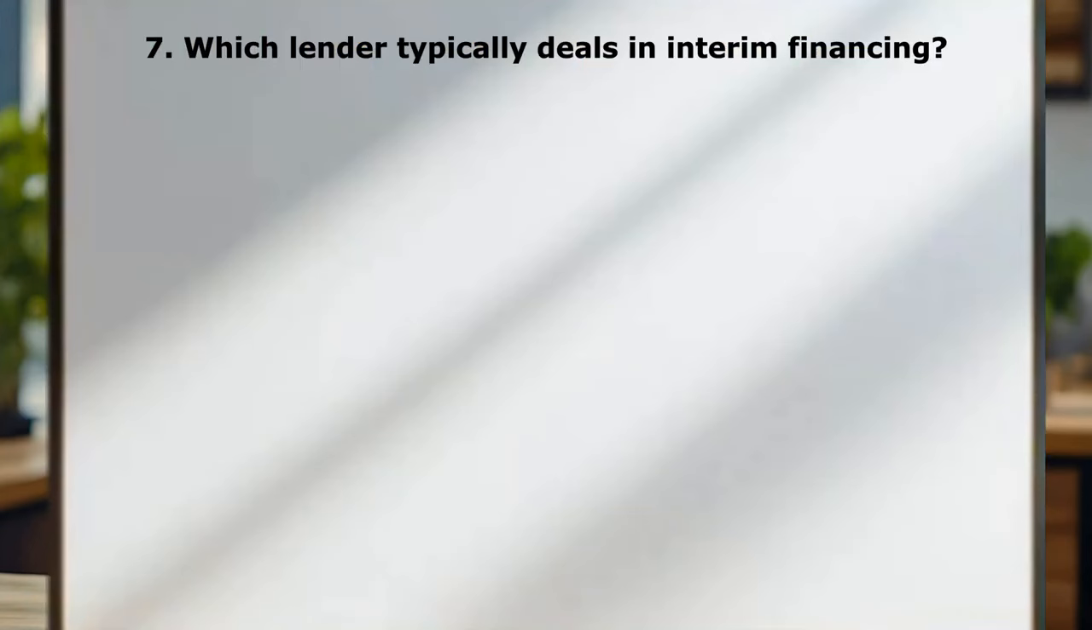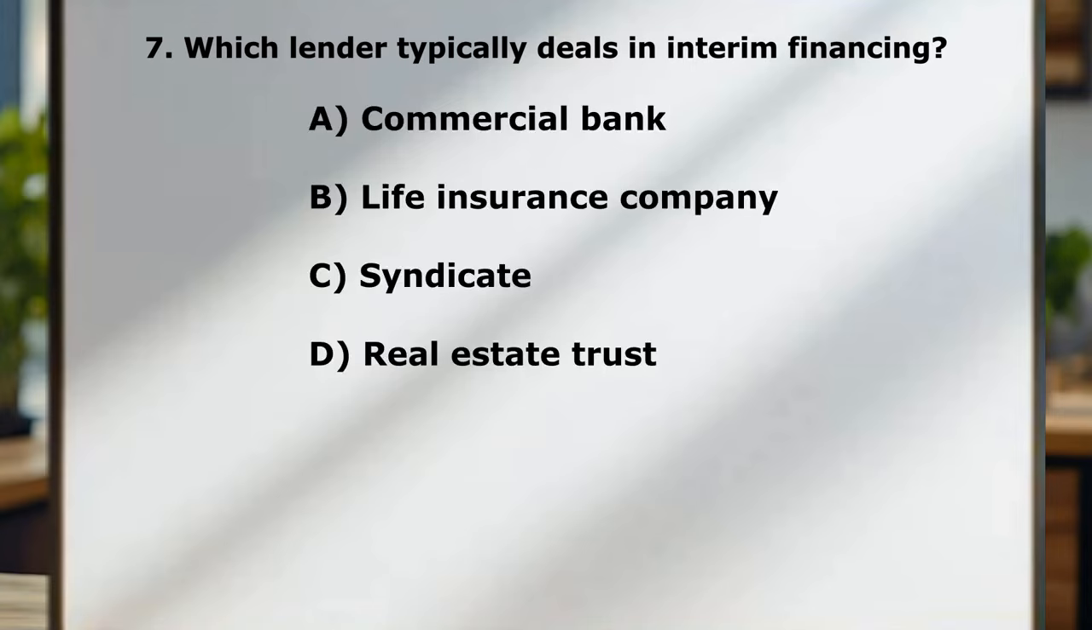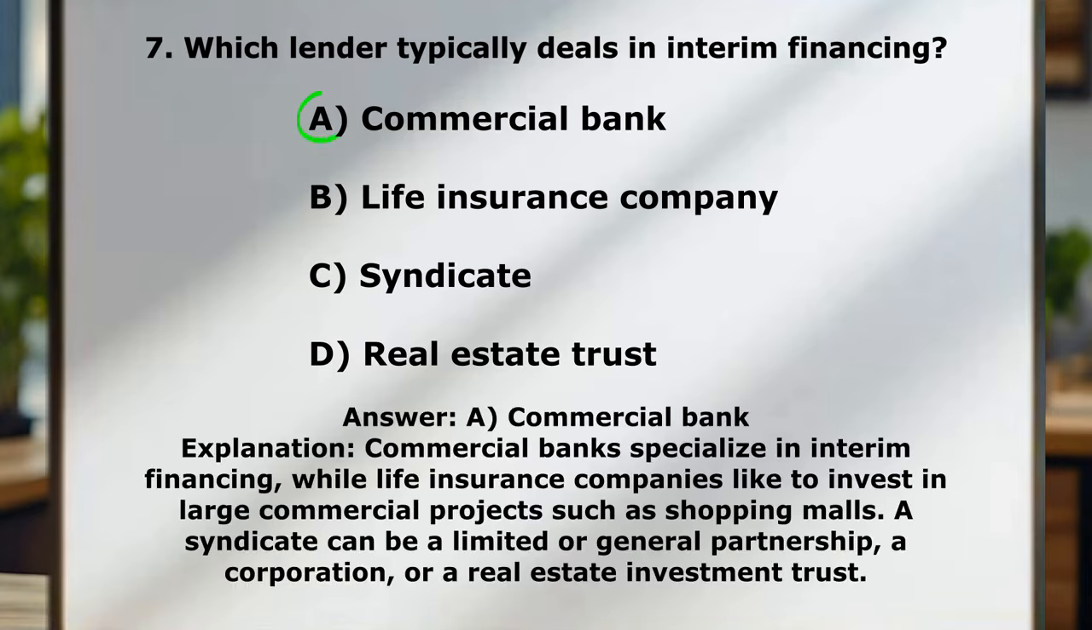Question number 7. Which lender typically deals in interim financing? A, a commercial bank. B, life insurance company. C, a syndicate. D, a real estate trust. The answer is A, commercial bank. Commercial banks specialize in interim financing.